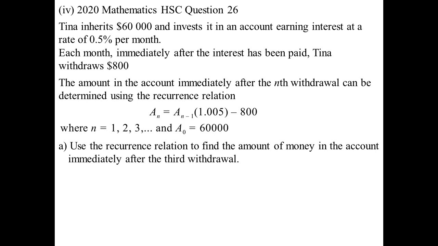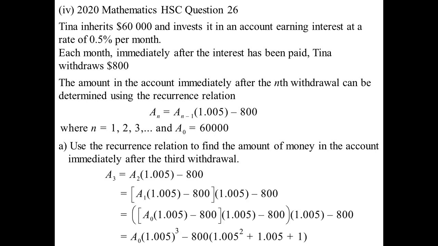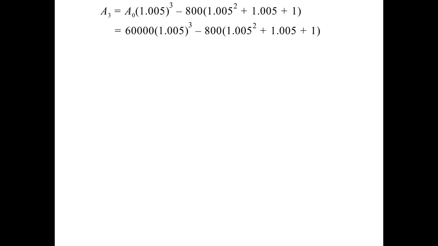Okay, use the recurrence relation to find the amount of money in the account immediately after the third withdrawal. So amount 3 would be amount 2 times 1.005 minus 800. Amount 2 would be amount 1 times 1.005 minus 800. Amount 1 would be amount 0 times 1.005 minus 800. Expand the whole thing out, and look what we've ended up with. Essentially what we had before: principal plus interest minus instalments, exactly the same thing, which we can calculate out.